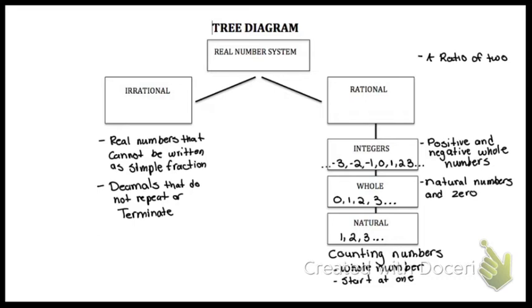Okay, so it's a ratio of two integers. It's a fraction that has two integers in it, where the denominator cannot be 0. Okay, so it's a ratio, a fraction, where the denominator cannot be 0. Another characteristic dealing with rational numbers is that they are repeating decimals.